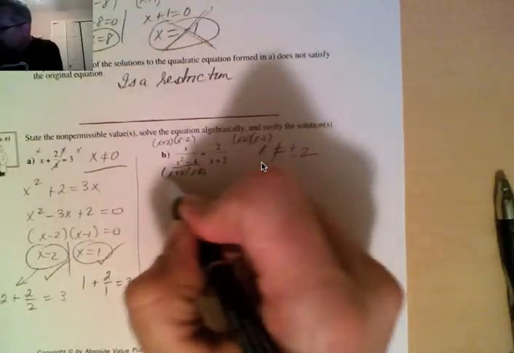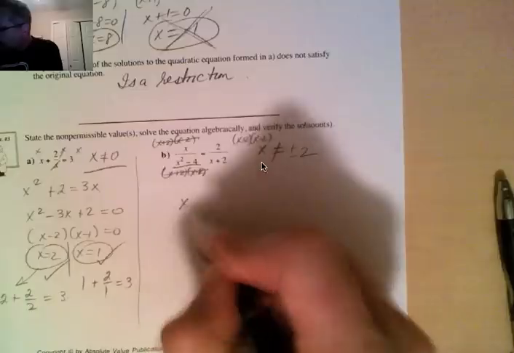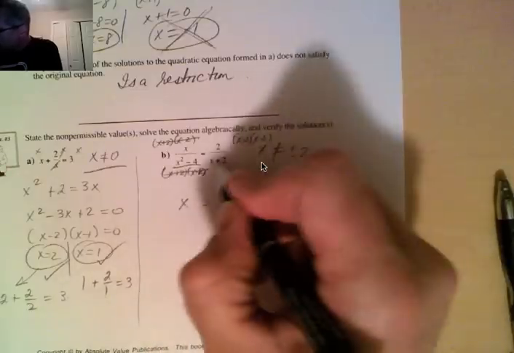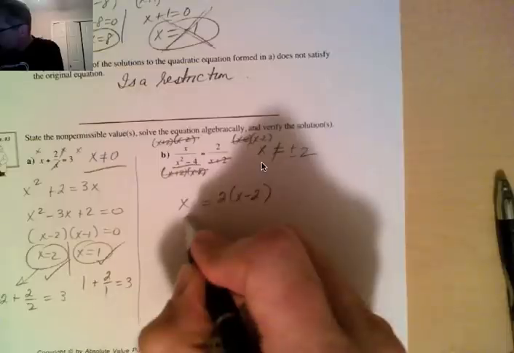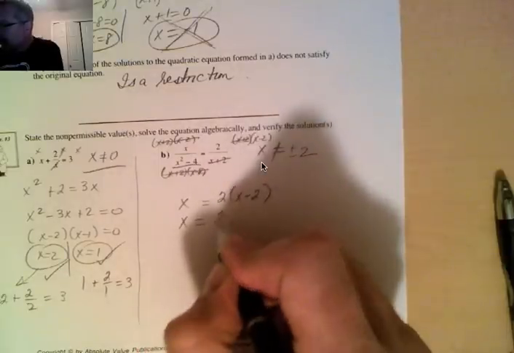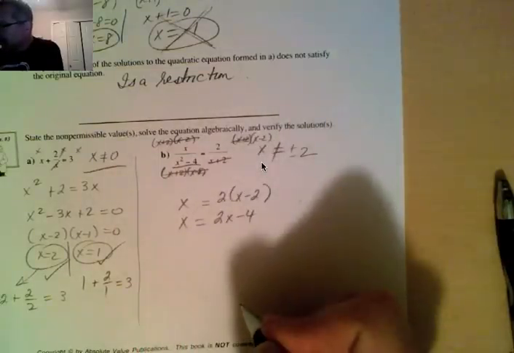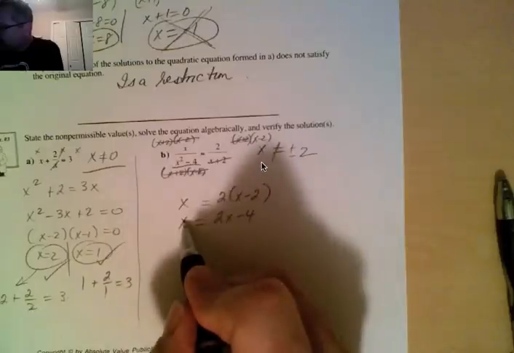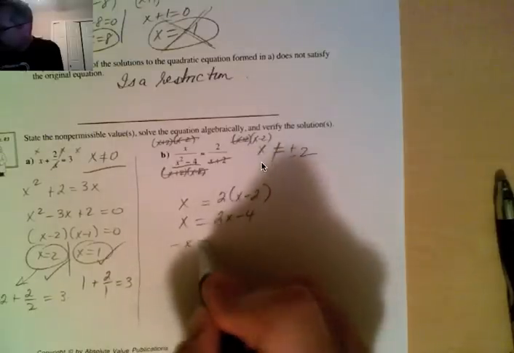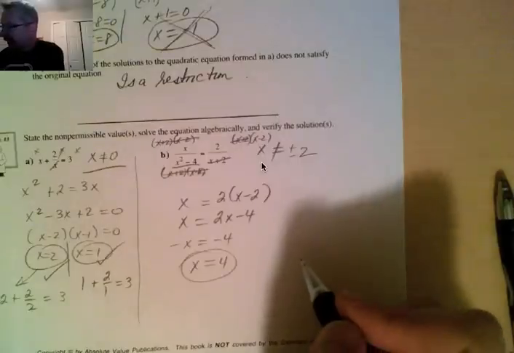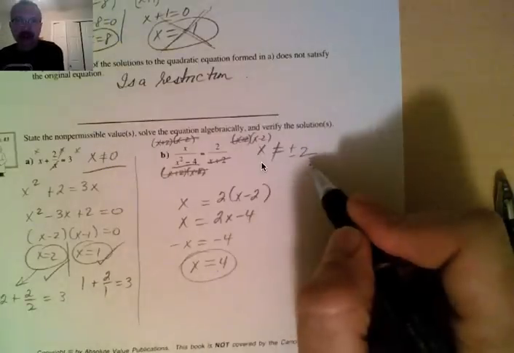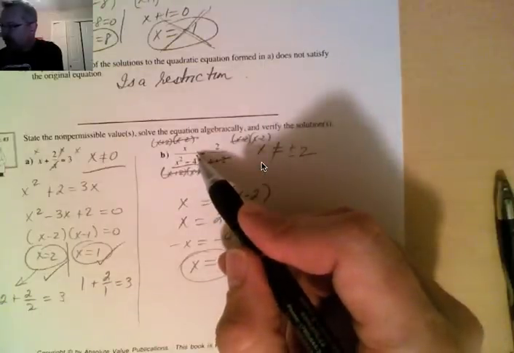So on the left side, everything cancels out and we're just left with our numerator x. On the right side, our x plus 2's cancel out and we're left with 2 times x minus 2. When we expand this, we get 2x minus 4. If I subtract 2x from each side, I end up with negative x equals negative 4, or x equals 4. Now, 4 is not a non-permissible value, but we have to check 4 back in our original equation to make sure it works.